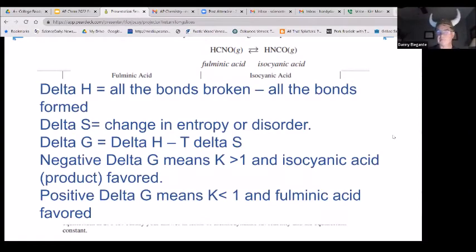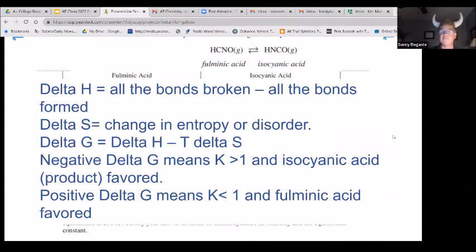So delta H for bond energy is all the bonds broken minus all the bonds formed. Okay, so far so good. Delta S is change in entropy or disorder. And then there's this equation. It's on your reference sheet. Delta G is equal to delta H minus T delta S. So T is temperature, right, times delta S. Whenever you calculate delta G and it's negative, that means it's thermodynamically favorable and the K is greater than 1. The products, isocyanic acid, are favored. So negative delta G means thermodynamically favorable, K is greater than 1, and the products are favored.